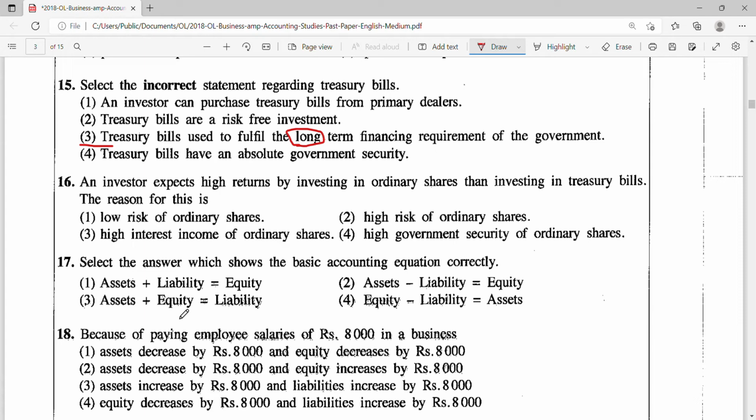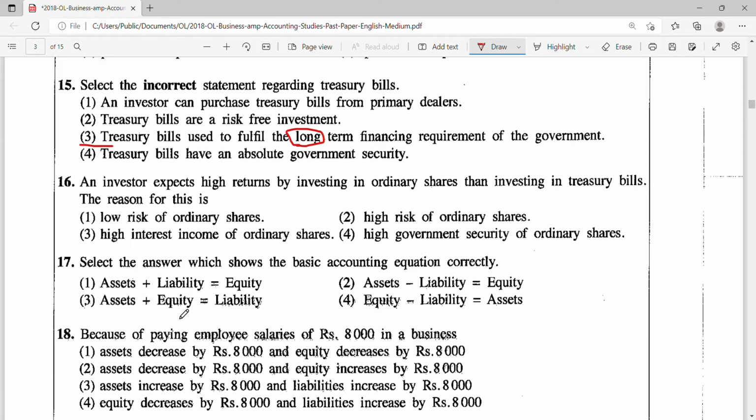Question 16. An investor expects high return by investing in ordinary shares than investing in treasury bills. The reason for this is, now you have 4 options, let's go through that. Low risk of ordinary shares, high risk of ordinary shares, high interest income of ordinary shares, and finally high government security of ordinary shares. Now you need to understand ordinary shares are issued by incorporated companies, by companies in general. It's not a government issued security. It will never be a government issued security.